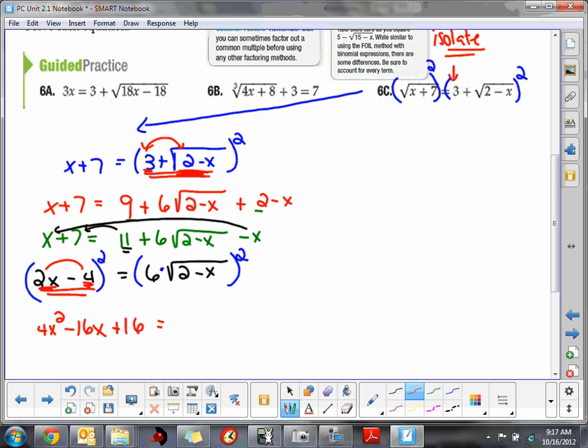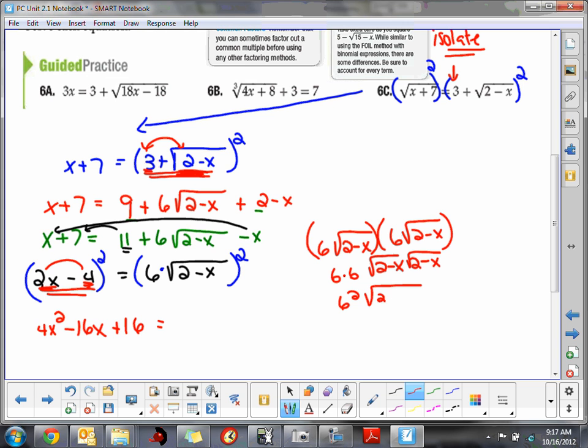Now this is where we have to make sure we square this correctly. So it's 6 times the square root of 2 minus x. We have to have another one of these, which is 6 times the square root of 2 minus x. And if I rearrange this, it's really 6 times 6 and the square root of 2 minus x times the square root of 2 minus x. Well, this is 6 squared and the square root of 2 minus x squared. What we're doing is using our power property of exponents. It's 6 squared, which is 36. And if you square a square root, they undo each other. So we're going to be left with 2 minus x.